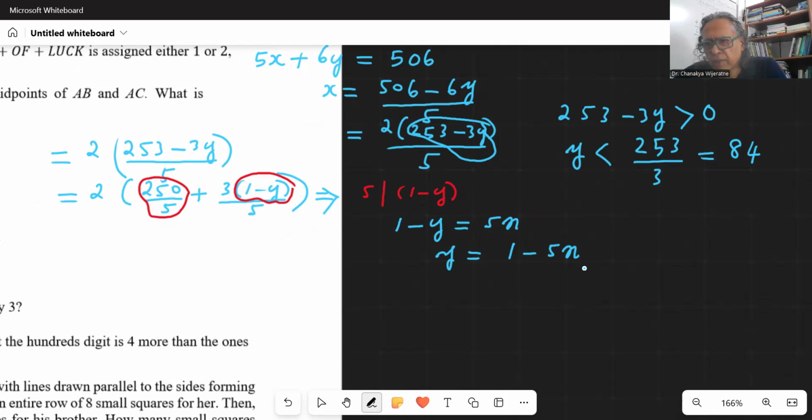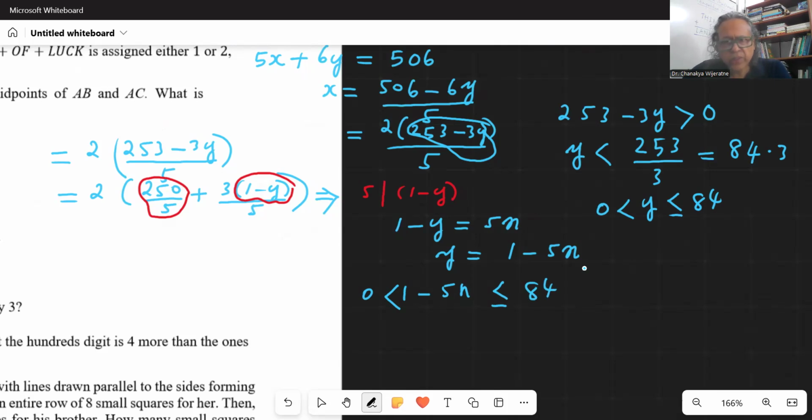And then it is, yeah. So then y is less than or equal to 84, right? And of course, it is positive, right? So 1 minus 5n is bigger than 0 and less than or equal to 84. So we know how to solve this inequality.